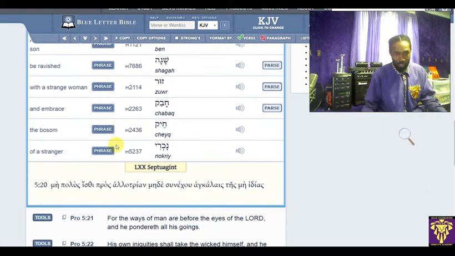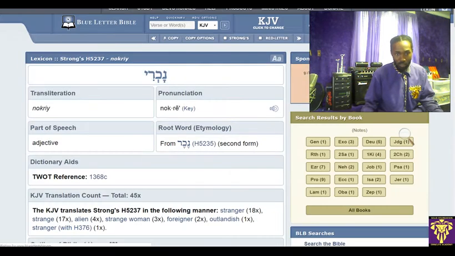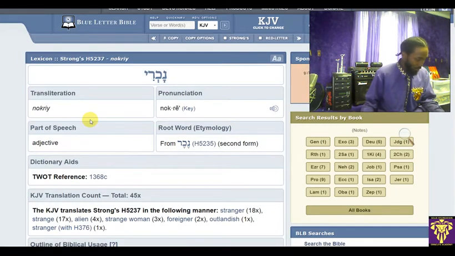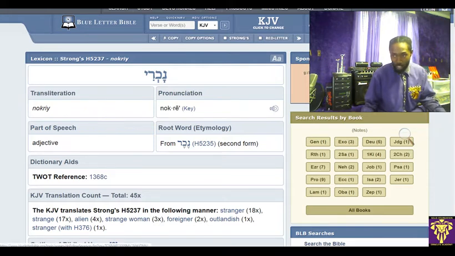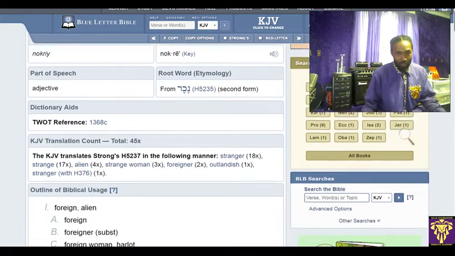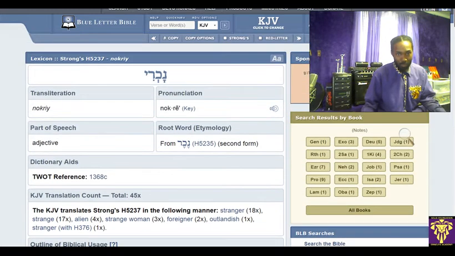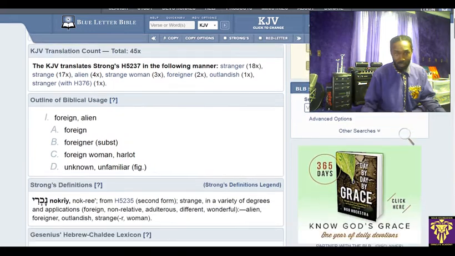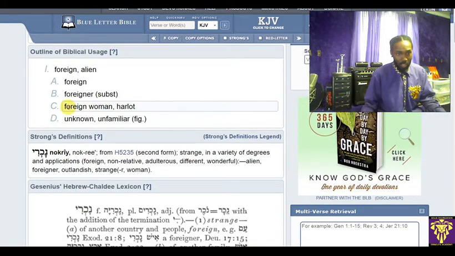Proverbs 5:20 says of a stranger, that last part. So let's look at 52:37. Proverbs 5:20 says, why wouldest thou, my son, be ravished with a strange woman, and embrace the bosom of a stranger? And stranger, we're showing you in the concordance, Strong's 52:37, stranger is what? In this case, a foreign woman, basically a harlot.